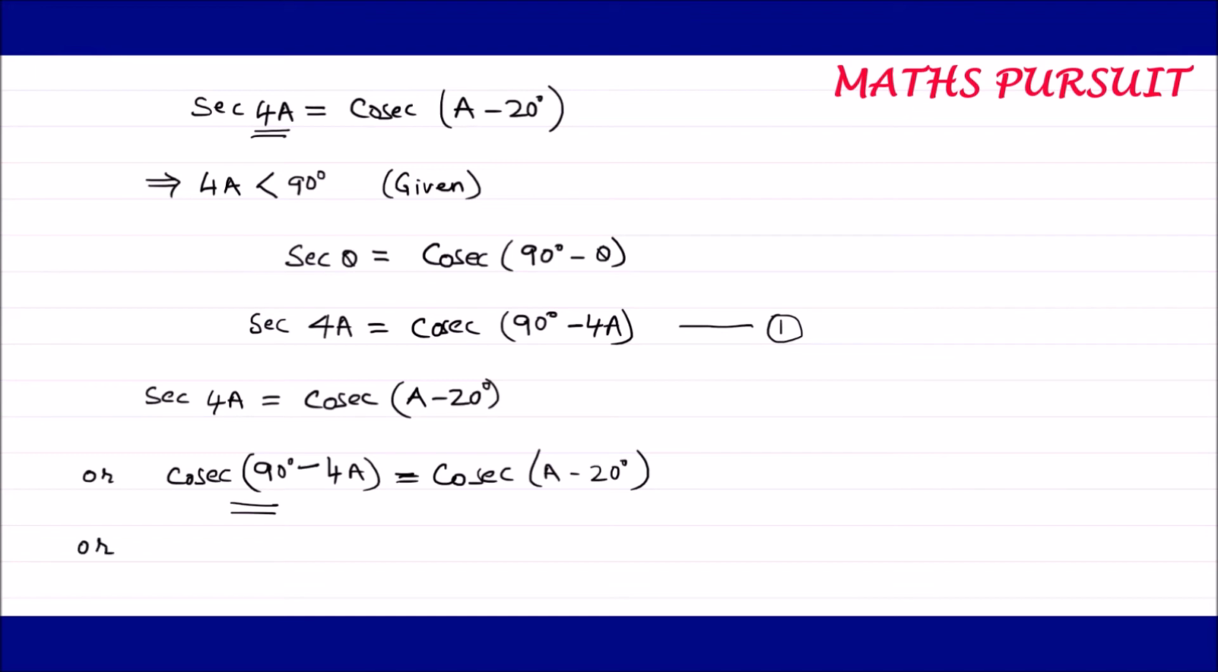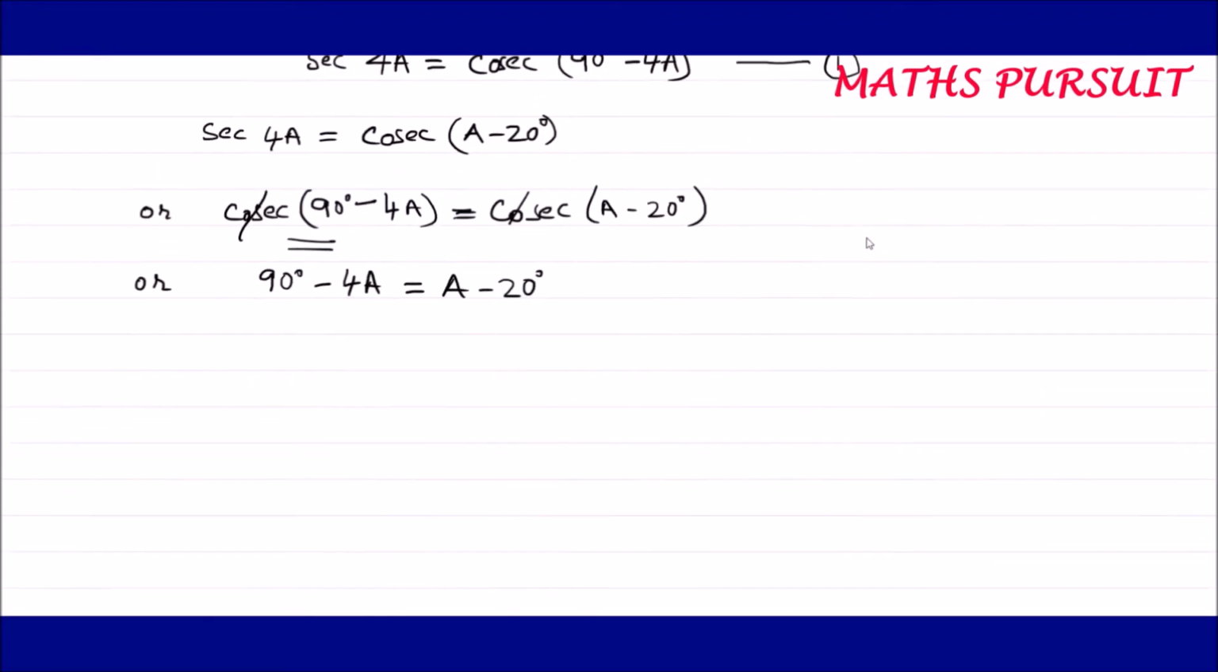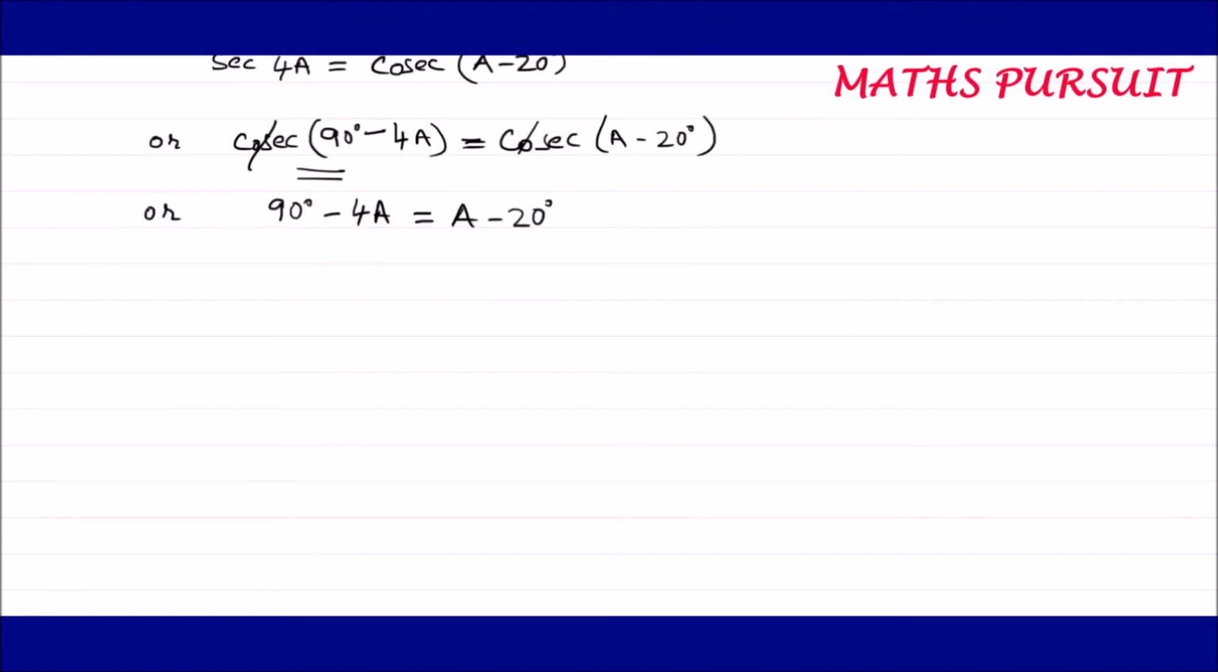Or I can write 90 degree minus 4a is equal to a minus 20 degree. How? This cosec and this cosec cancel out. We are left with only 90 degree minus 4a is equal to a minus 20 degree. Or I can write 90 degree plus 20 degree is equal to a plus 4a. In this step, I took the minus 20 degree from the left hand side to the right hand side, so it became positive, and then I took the minus 4a from the left hand side to the right hand side, and it became plus 4a.